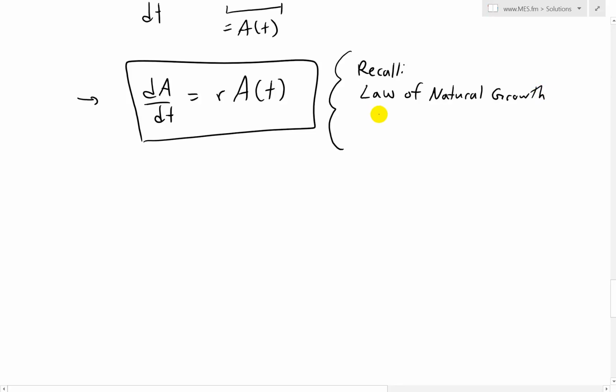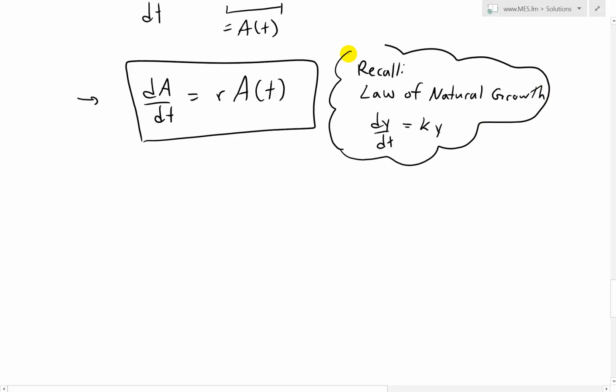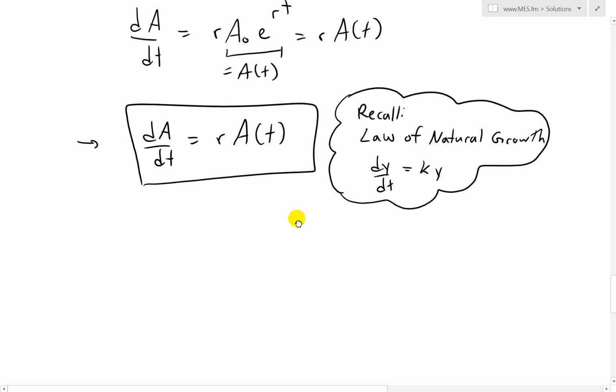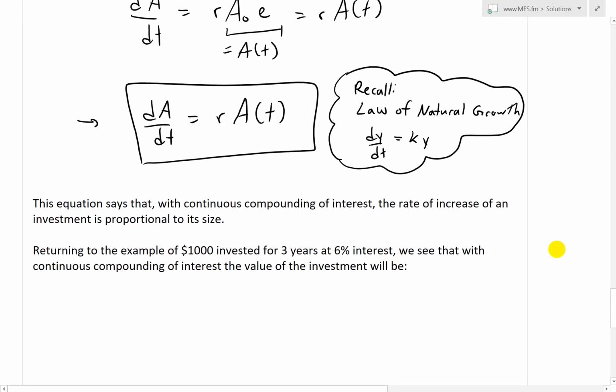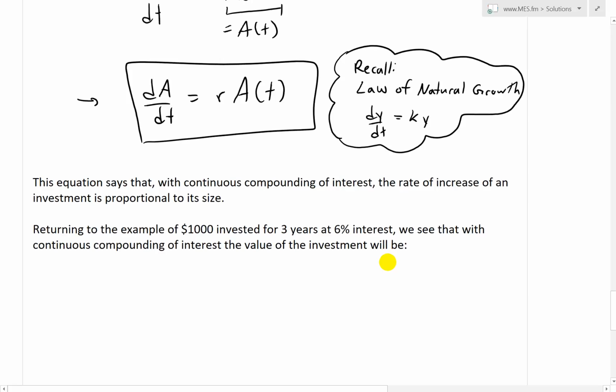So just recall my earlier videos, we always had dy over dt equals ky. In other words, the growth rate is proportional to the size of that population, or whatever, in this case interest, the total amount that we invested. So the rate at which the investment grows is proportional to the size of that investment at that time. And as I just explained, this equation says that with continuous compounding of interest, the rate of increase of an investment is proportional to its size.